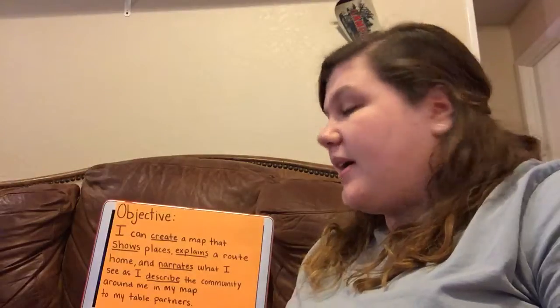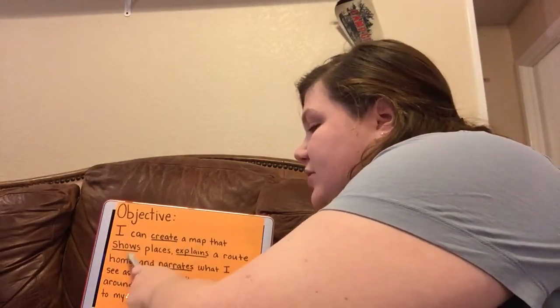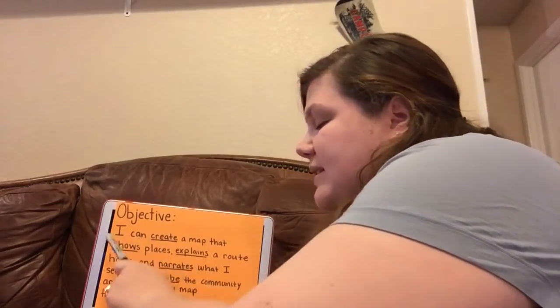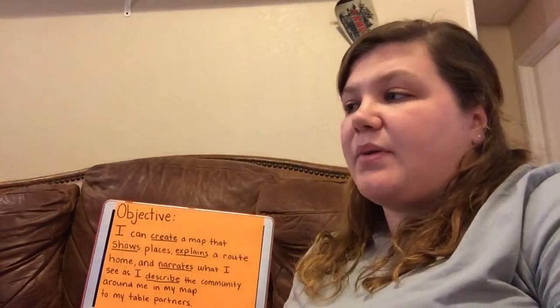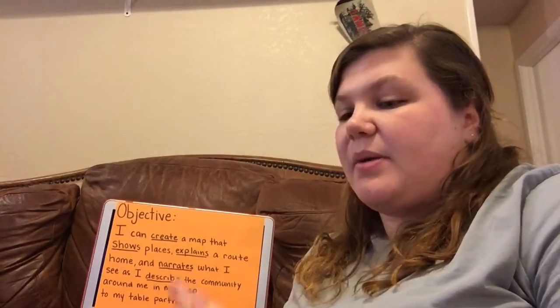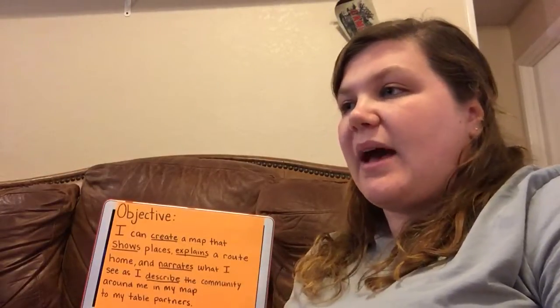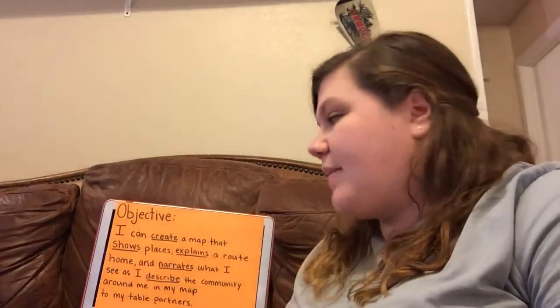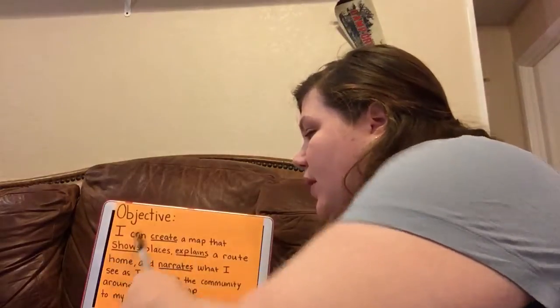So the next part is we have, I can create a map that shows places. So that shows places. Our next verb is shows. So on our map, we want to show a place. So we want to point it out and make sure that the people reading our map know what it is. That's what it means when we show places on our map. Our next verb is explains a route home.